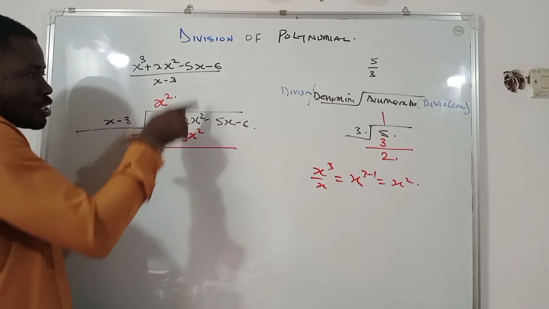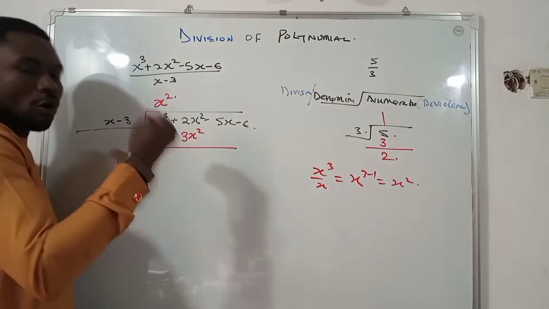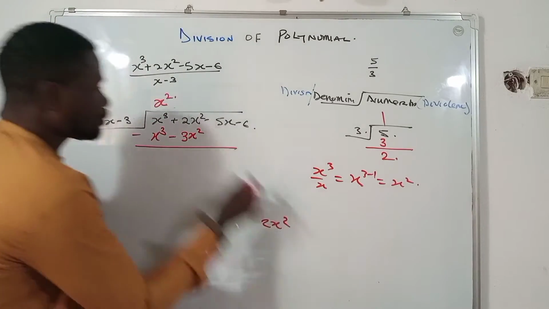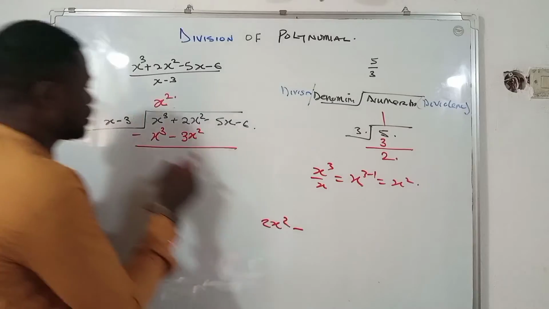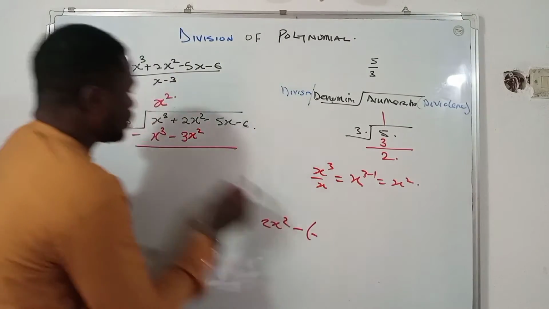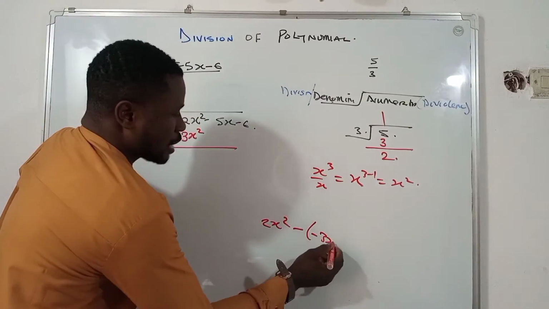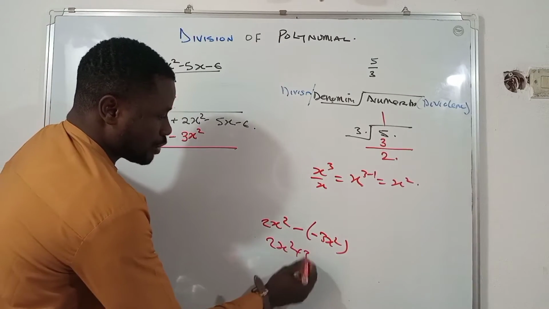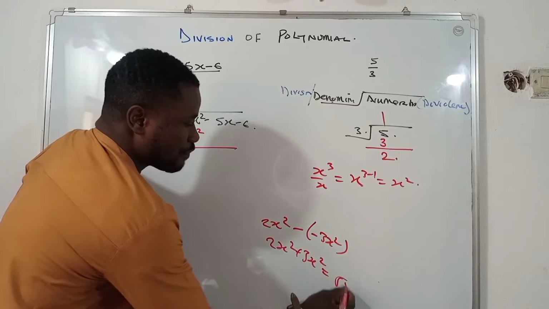This one now, 2x squared, and this is 3x squared. They are also like terms. So what do I do? I will say 2x squared, which is this one, minus, which is this minus, which is this minus, 3x squared. Now when you open up the bracket, that will be what? 2x squared plus 3x squared. Of course, this will become 5x squared.